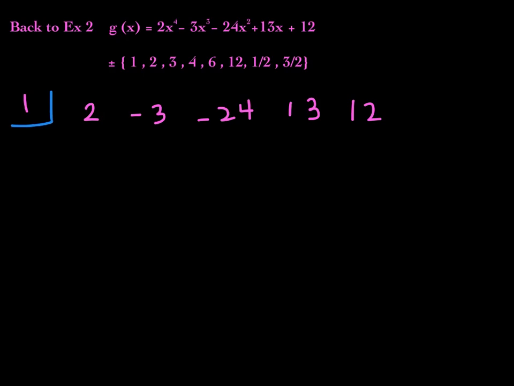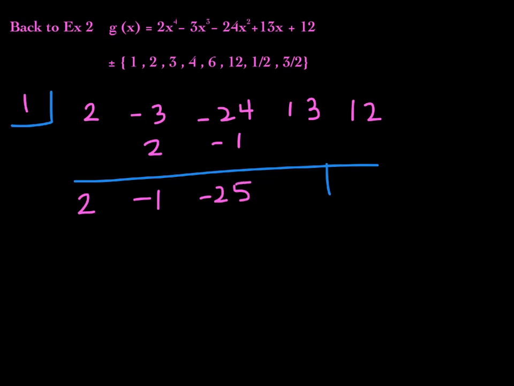Now, drop down the 2. 1 times 2 is 2. -3 plus 2 is -1. 1 times -1 is -1. -24 minus 1 is -25. 1 times -25 is -25. 13 minus 25 is -12. 1 times -12 is -12. And we get 0. Awesome. We just found a 0.